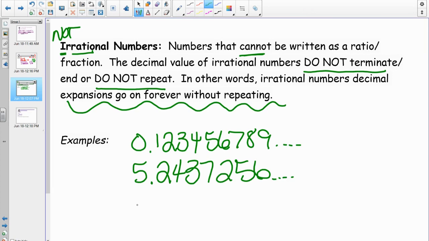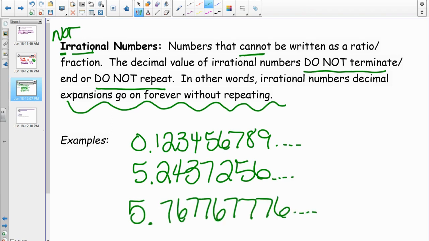Another example could be 5 and 767767776... Now I don't want you to get confused because this is very much a pattern. I put 76 and then 776 and then 7776. One thing I want you to notice is yes, this is a pattern, but just because something has a pattern does not mean it's repeating. And a lot of people get that confused as they look at this and say it's rational, but it's not rational even though there's a pattern.